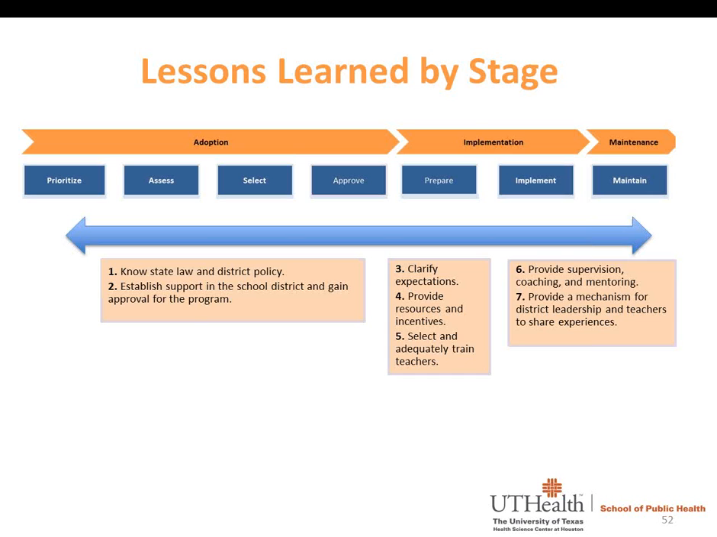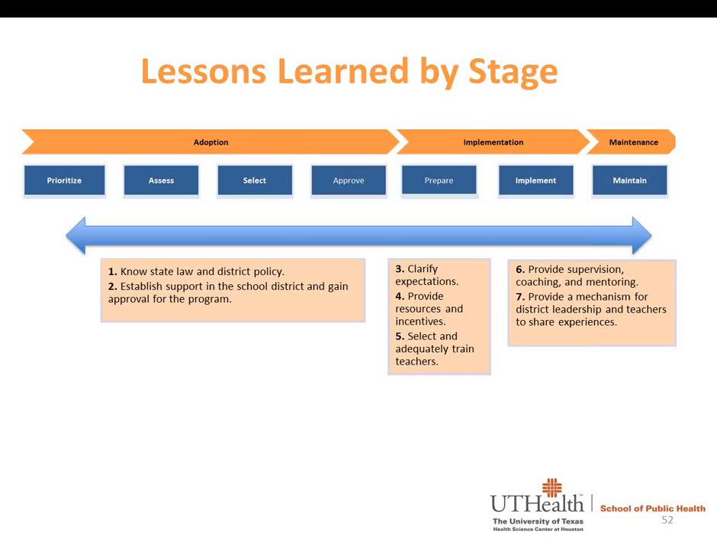Once the program is approved and you're thinking about implementation, it's important to really clarify your expectations with the school district. Really, what is it that you want them to do? Fourth, if at all possible, you should try and incentivize the school district and teachers that you're working with. Fifth, to select and adequately train teachers. And once you move into full implementation and maintenance, you need to provide the supervision, coaching, and mentoring. And finally, the last lesson is to really provide a mechanism for school district leadership and teachers so that they can share their experiences and really learn from each other.